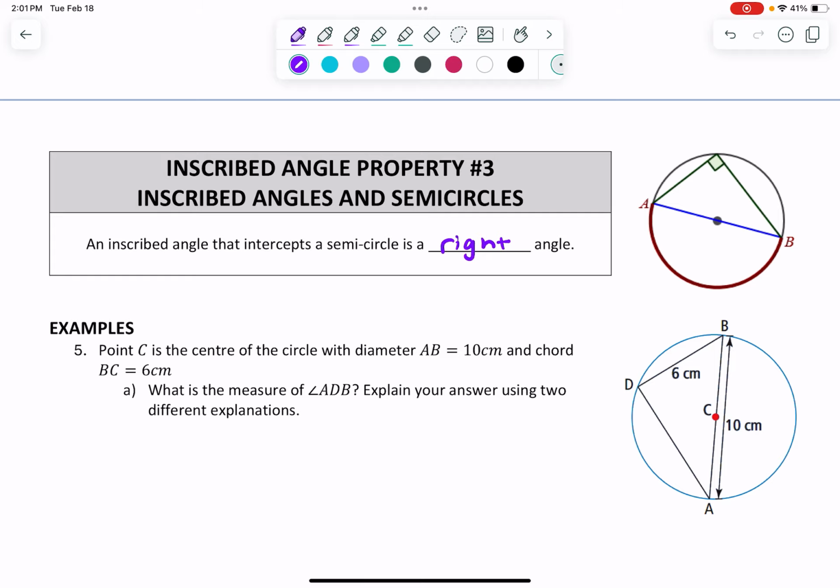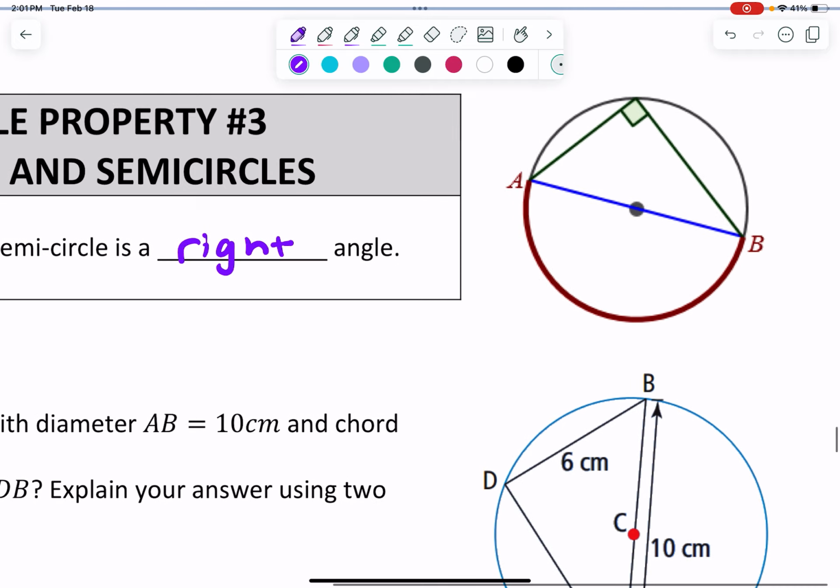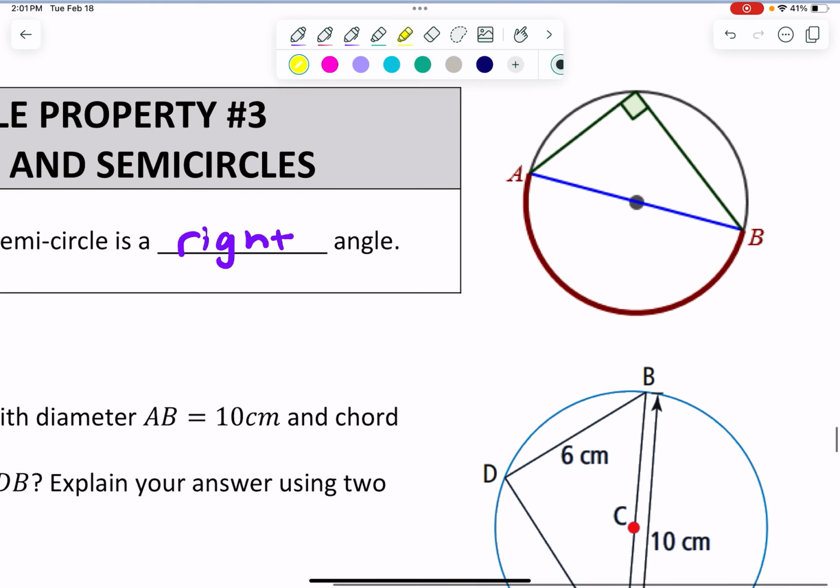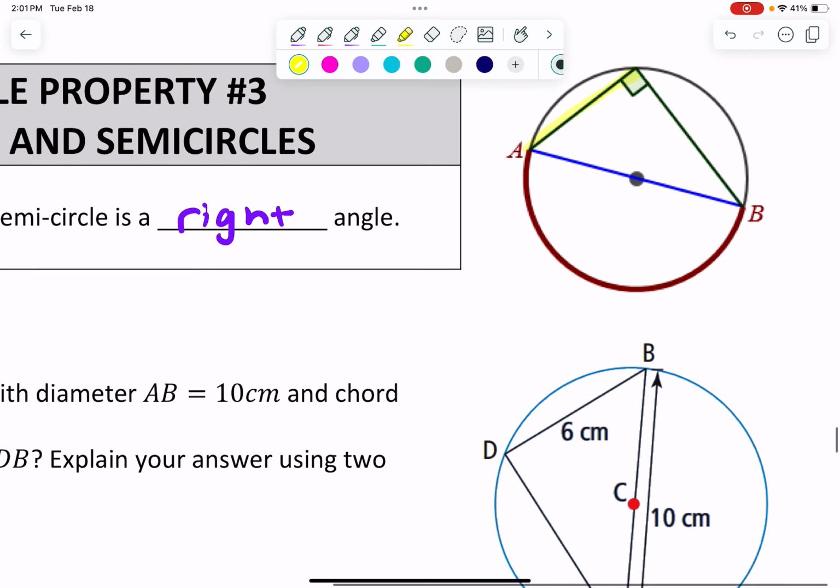Now this kind of makes sense in many different ways, but let's take a look at my diagram. So I have my inscribed angle right here.